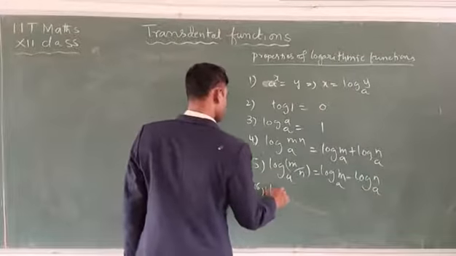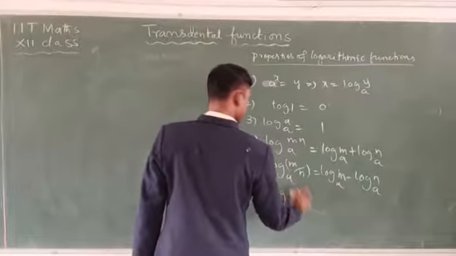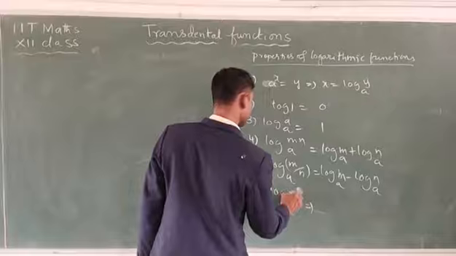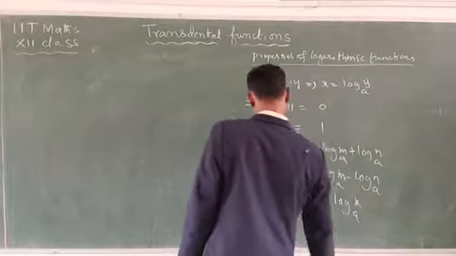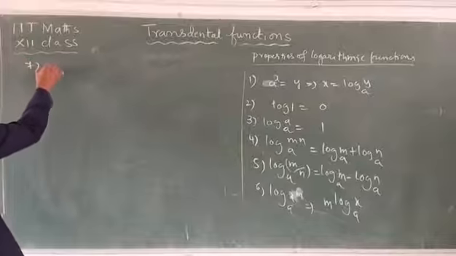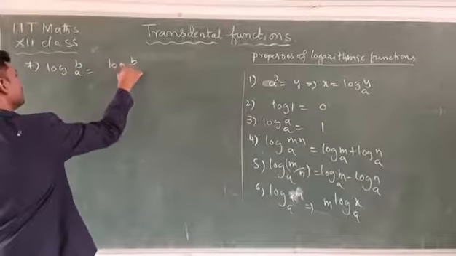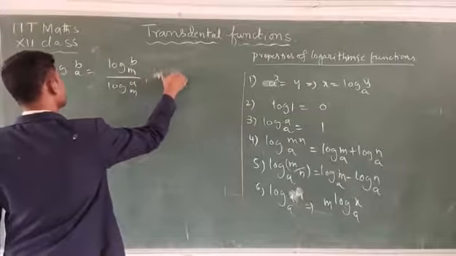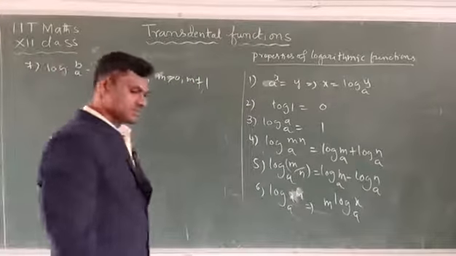Next one is logarithm of x power m base a is equal to m into log x base a. Seventh one, log b base a is equal to log b base m by log a base m, where m is greater than 0 and m is not equal to 1.